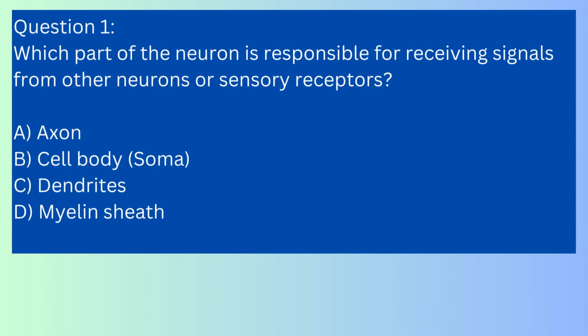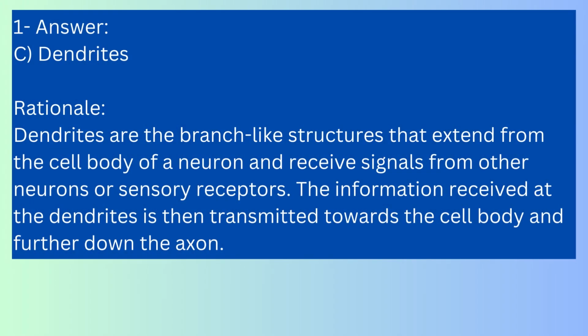Question 1. Which part of the neuron is responsible for receiving signals from other neurons or sensory receptors? A. Axon. B. Cell body, soma. C. Dendrites. D. Myelin sheath. Answer. C. Dendrites. Rationale. Dendrites are the branch-like structures that extend from the cell body of a neuron and receive signals from other neurons or sensory receptors. The information received at the dendrites is then transmitted towards the cell body and further down the axon.